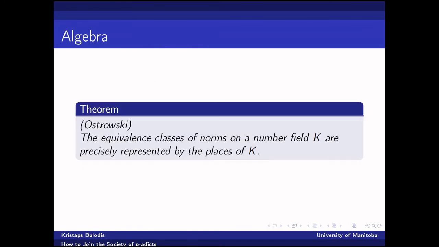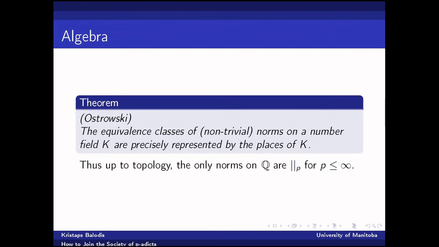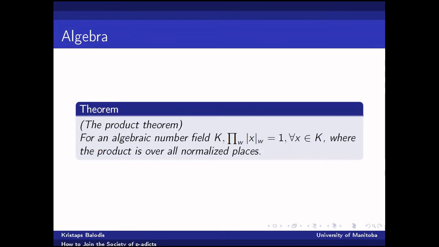So I think this is just an incredible theorem because here we have this analytic sort of data of norms and this algebraic data of field embeddings and ideals of rings of integers, and yet there's this strong marriage between these two things for any number field. In particular, up to topology, this means the only norms on the rational numbers are the p-adic norms for some prime p, and of course the infinite prime, as we say, just being the standard Euclidean norm.